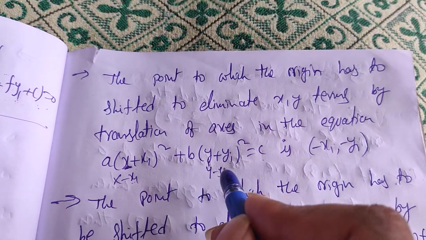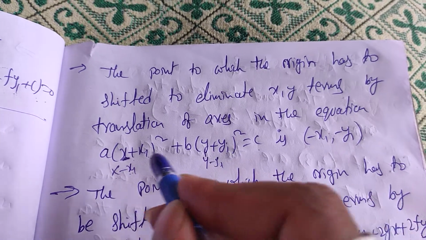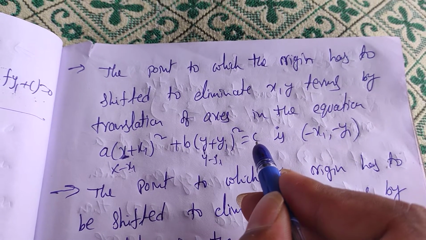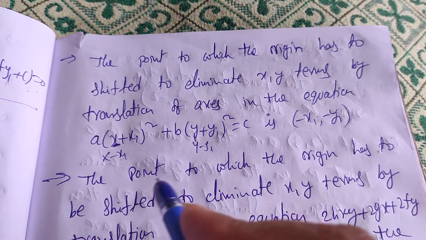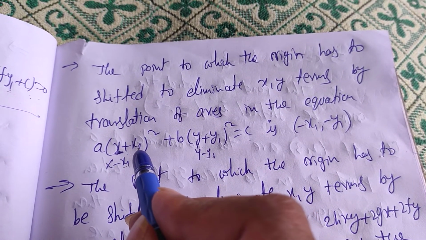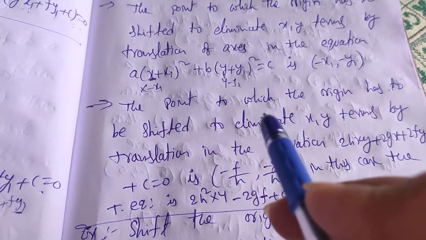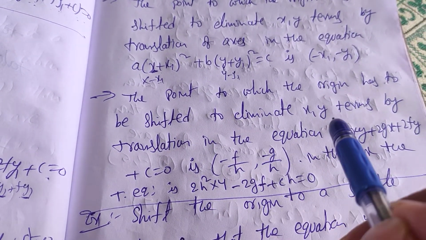So whenever the given equation is in this form, a times (x plus x1) whole square plus b times (y plus y1) whole square is equal to c, then to eliminate the x, y terms, the origin should be shifted to the point minus x1 comma minus y1 only.